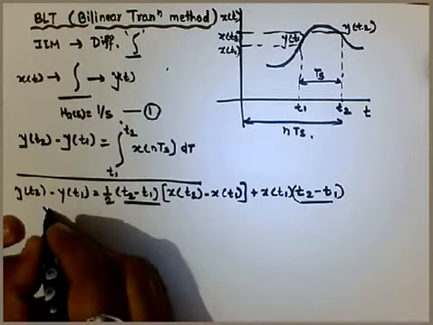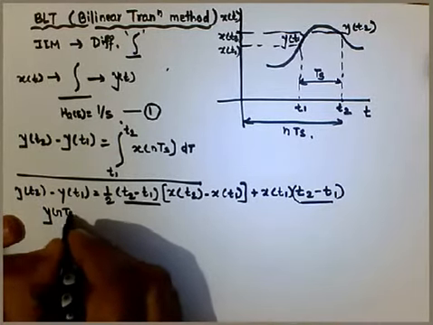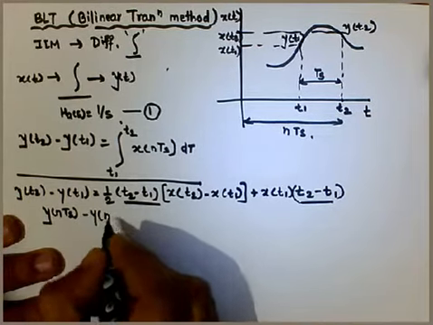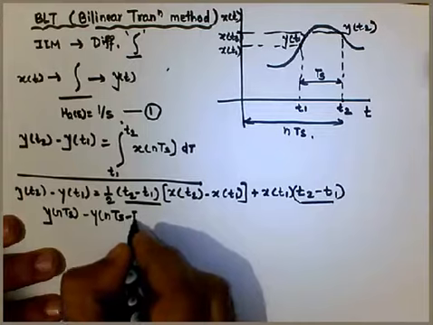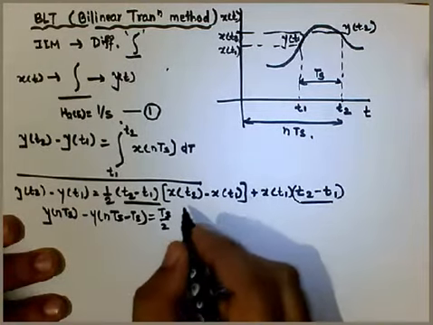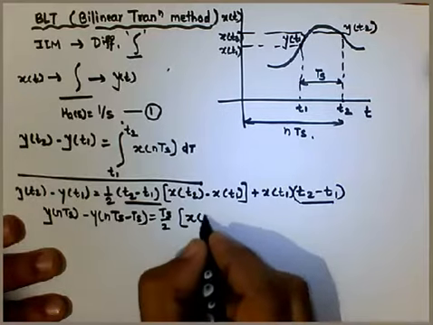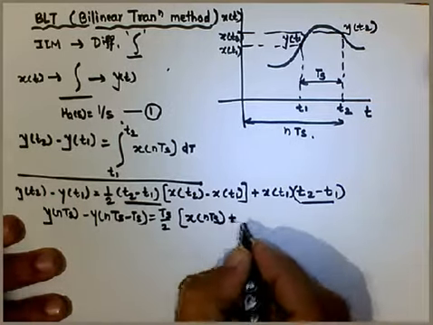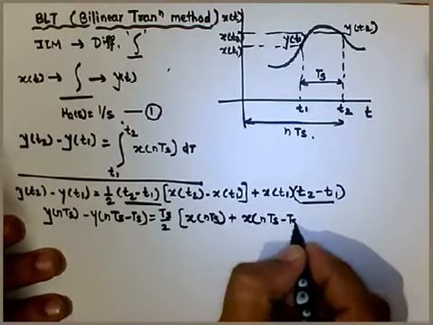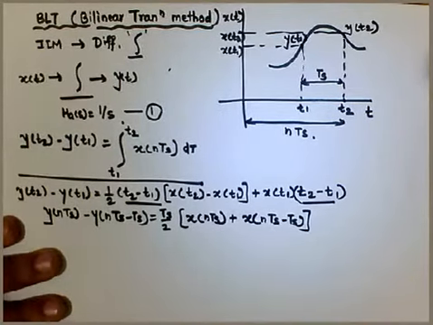Let me write the output like this: y of nTs minus y of nTs minus Ts, which is equal to Ts by 2 times x of nTs plus x of nTs minus Ts. So this is how the equation will be obtained.